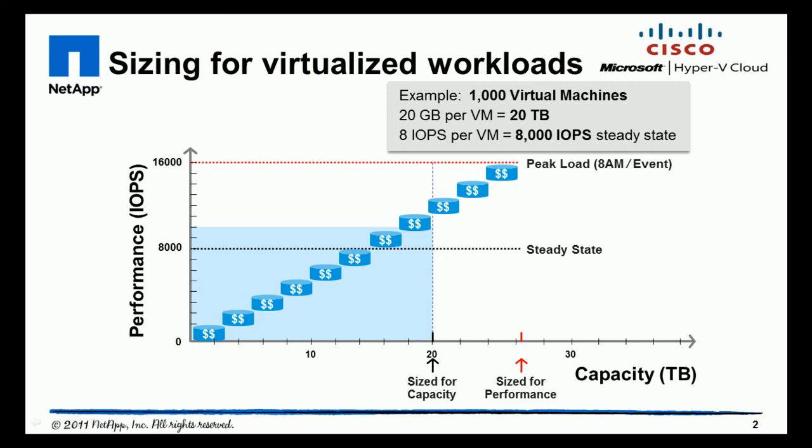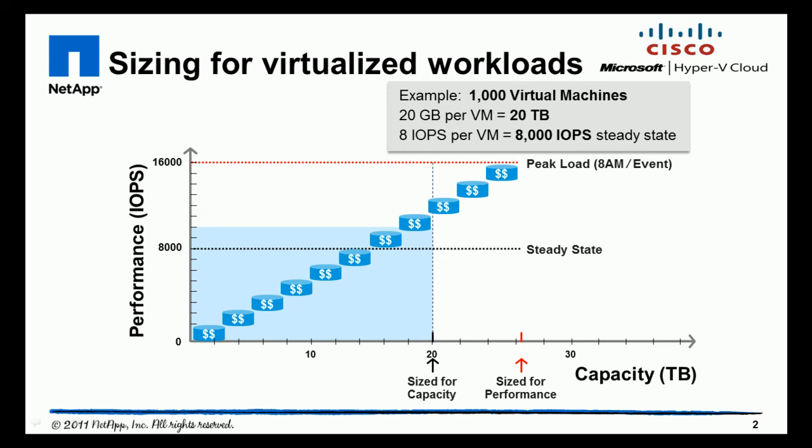To show that, here we've just got a real simple workflow where we're going to start with 1,000 virtual machines. We're going to assume each VM is going to have a 20 gig VHD, and we're going to assume it's going to have 8 IOPS. That leaves us with a working set of 20 terabytes and 8,000 IOPS at nominal load.